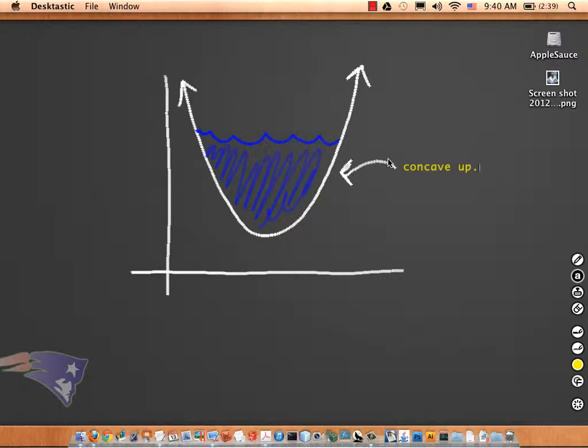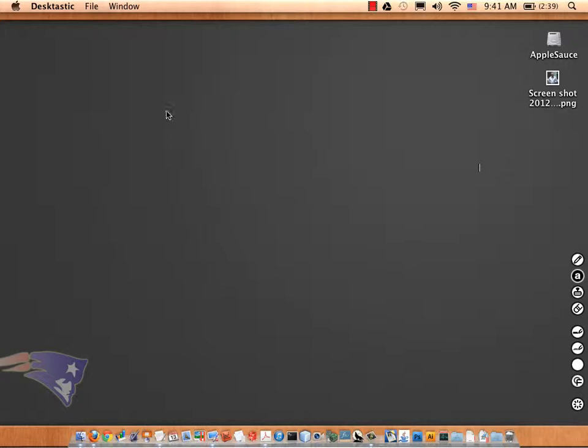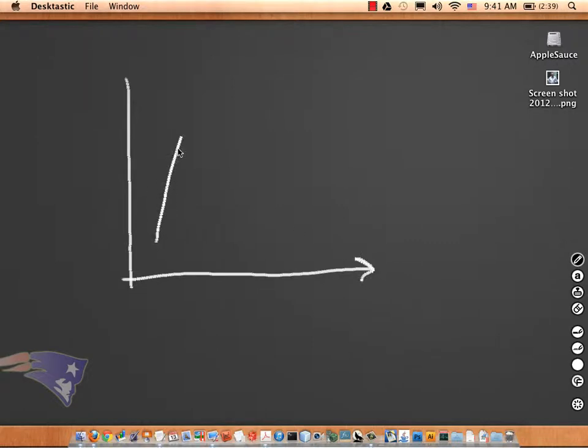Okay. If I have a graph also that goes like this, there's my good old parabola again. And if I was to put water inside of this, it would not hold the water. So the water would fall downwards. It would rain. Wouldn't hold the water. And so when that happens, you have something called concave down.